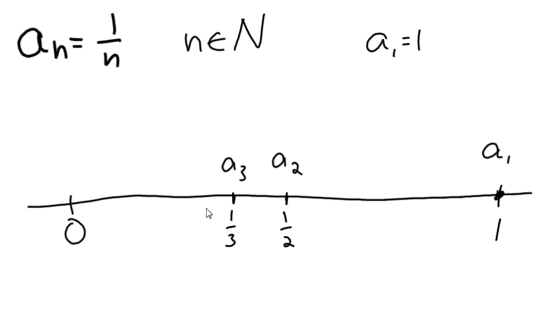And it looks like each successive term is getting smaller, which means it's getting closer and closer and closer to 0. Let's see if that's true. Well, a sub 4 is 1/4, which is halfway between 0 and 1/2. A sub 5 is 1/5. Does that look like about 1/5? A sub 6, the sixth term, is 1/6.